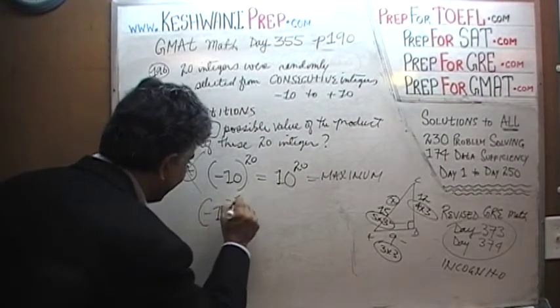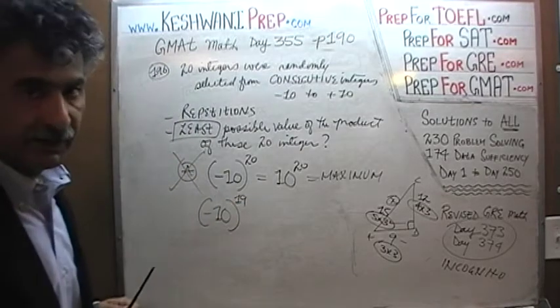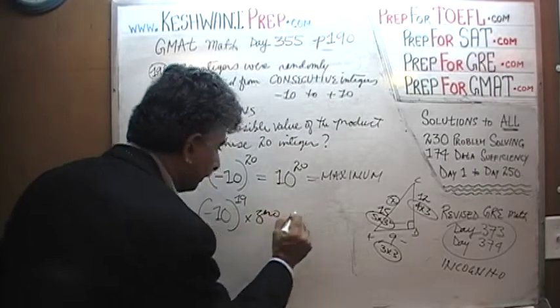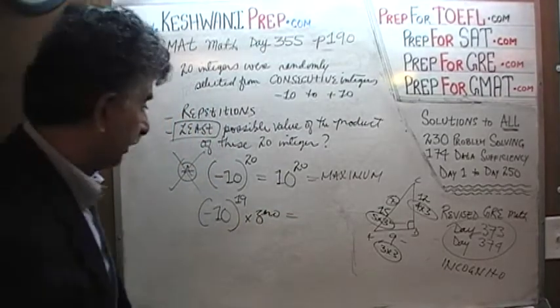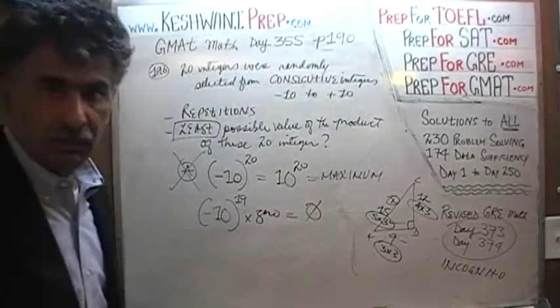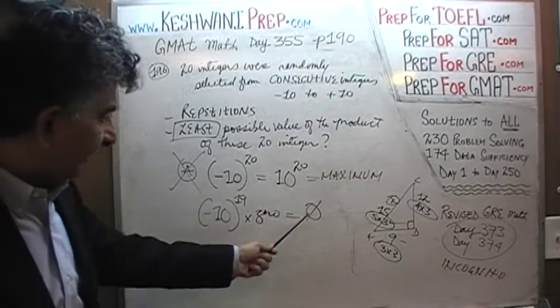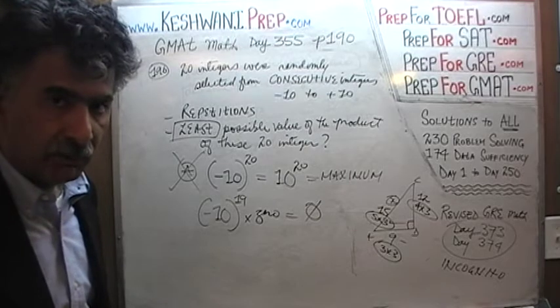Why don't we try negative 10 19 times? Let's pick 19 of them as negative 10 and then have a 0 on the 20th occasion. Then of course the product is going to be 0, which is far lower than 10 raised to 20. But the question is, is that the lowest possible, or can we go even lower?